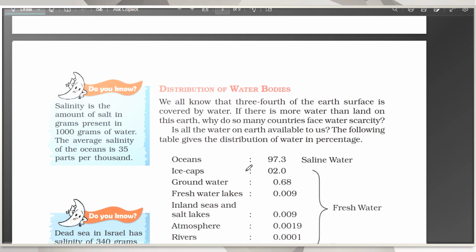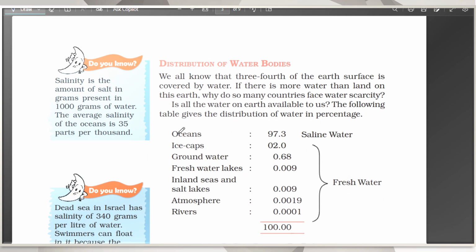We know that we have fresh water sources and saline water sources. Now let's understand how much water is suitable for us. We all know that 3/4 of the earth's surface is covered by water. If there is more water than land on this earth, why do so many countries face water scarcity? So is all the water on the earth available to us? Let's understand. Here you can see in this table they are given in percentage.